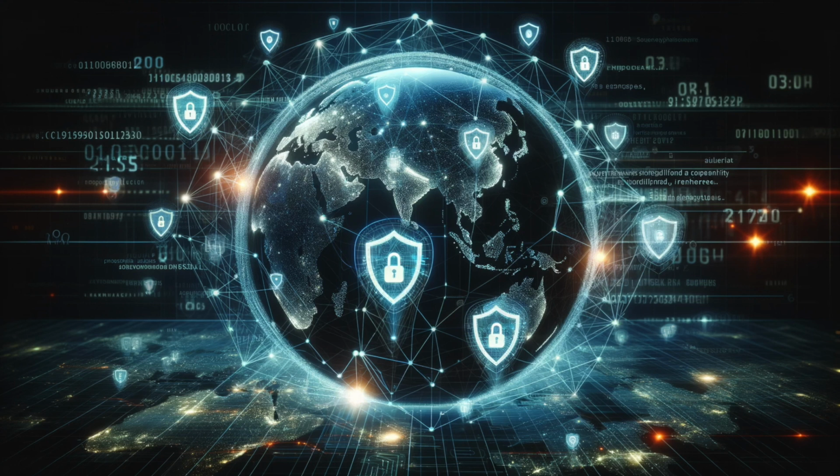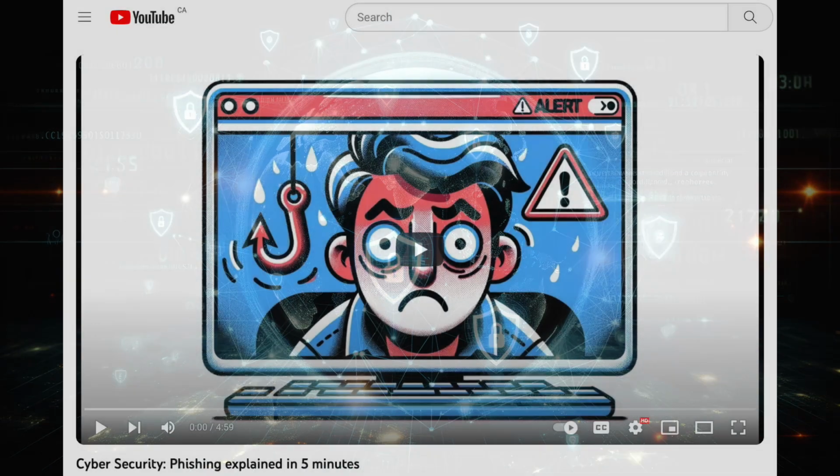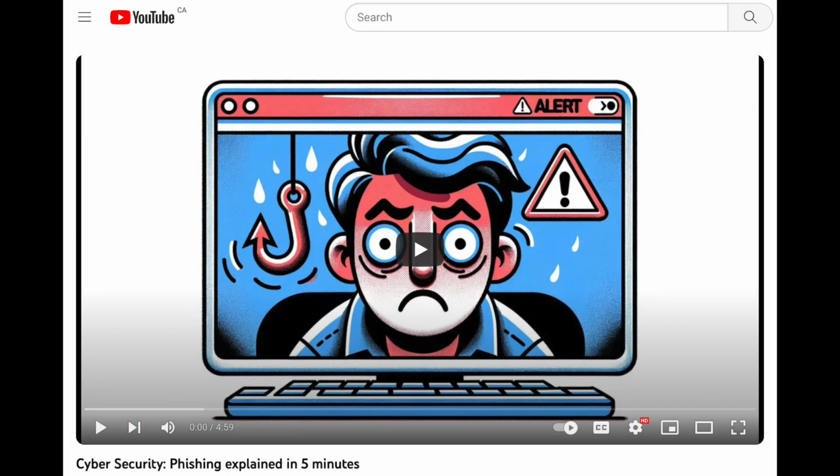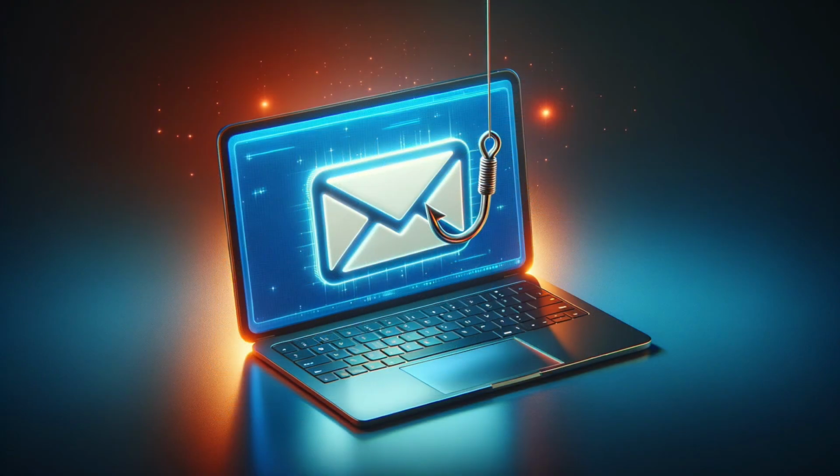Now, let's shift our focus to the strategies that can be employed to protect us against ransomware attacks. The first line of defense is education. Regular training on recognizing phishing emails and suspicious links can prevent ransomware activation. Always be cautious about unsolicited emails and attachments.